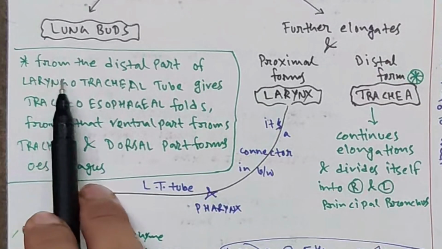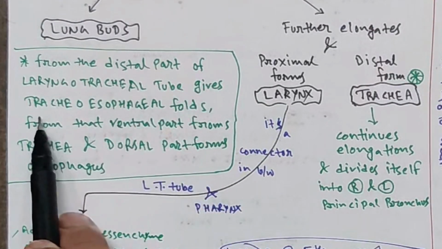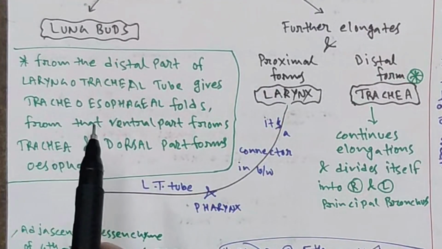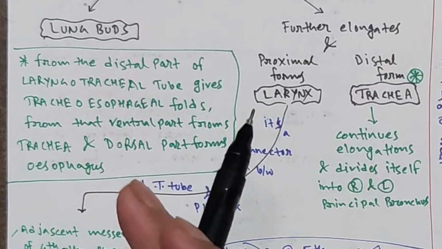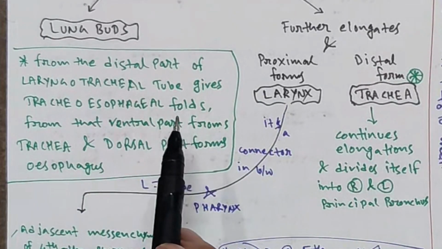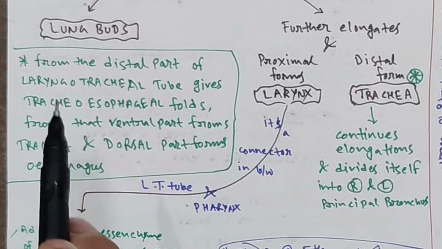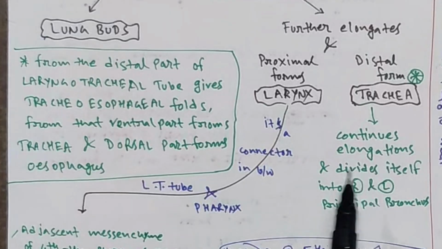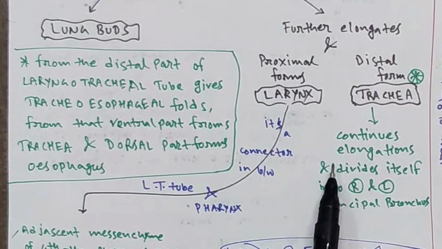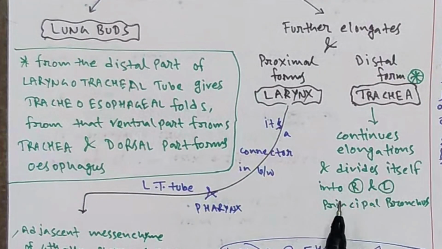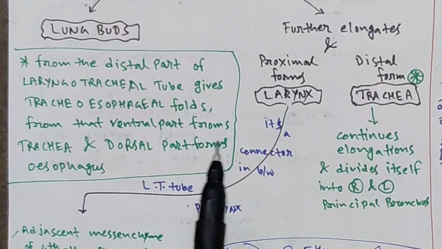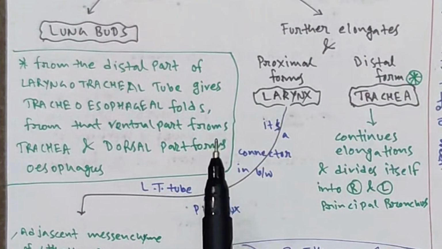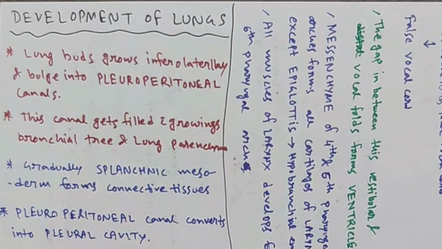What happens? From the distal part of the laryngotracheal tube it gives the tracheoesophageal folds. Now what is tracheoesophageal fold? I already talked about these things in my video on how the GI tract develops. From the ventral part of this tracheoesophageal fold it forms the trachea and the dorsal part forms the esophagus. Now this trachea continues to elongate and divides itself into right principal bronchus and left principal bronchus. All the details of this larynx and trachea I talked about in my anatomy videos. You can check those. And now, the development of the lungs.